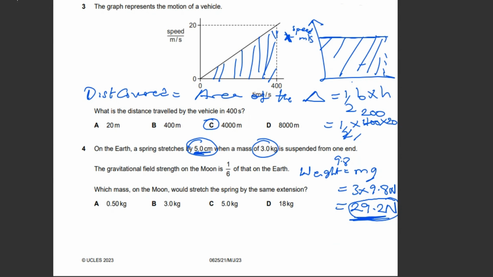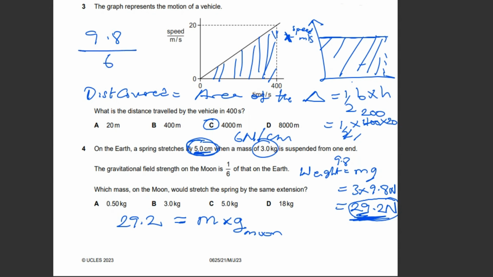I'm going to say the weight I need to produce the extension, because the spring constant of that spring is constant. You understand? So what you just need to do here, don't stress yourself, this is the weight you need to always produce a 5 centimeter extension on the spring. So what mass do you need? You are going to say, I need the weight, I need 29.2 on the moon to produce that extension. And I know weight is always equal to what? Mass multiplied by gravitational field strength. But this time it's going to be on the moon.